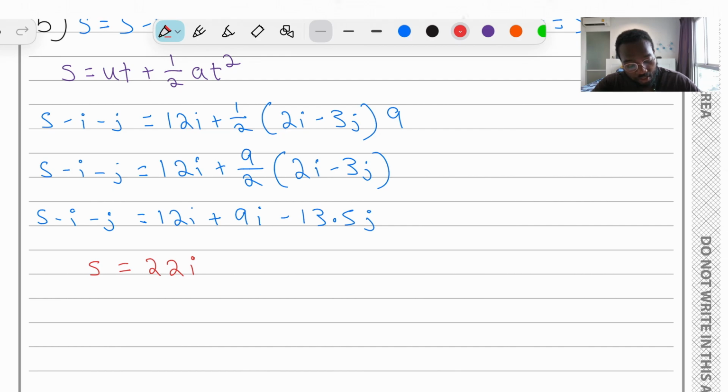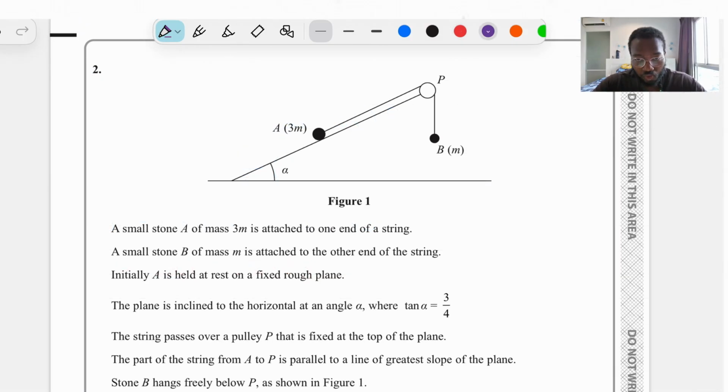So we add that, so that will give me a minus 12.5j. Okay, and that would be the answer: 22i minus 12.5j. So for question 2, we have this pulley question.